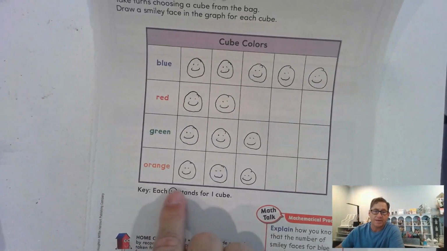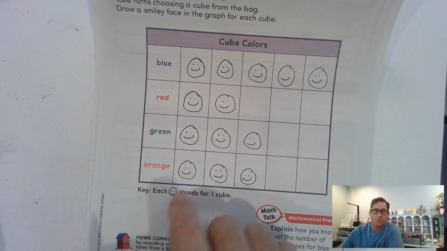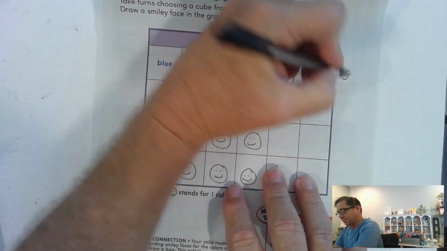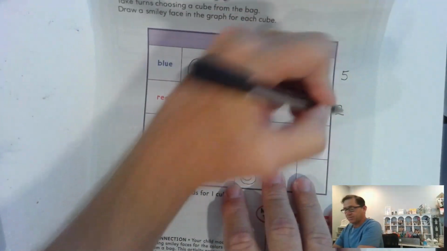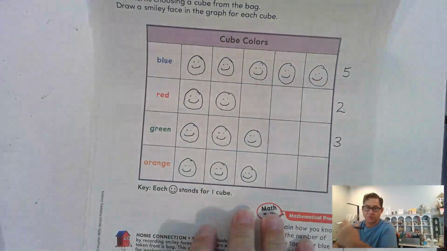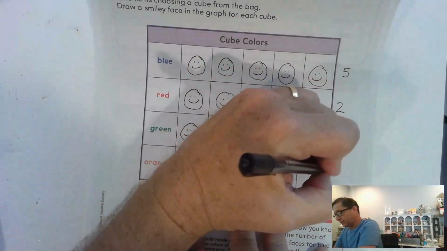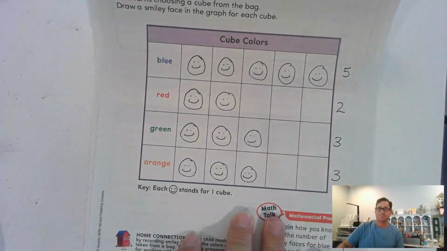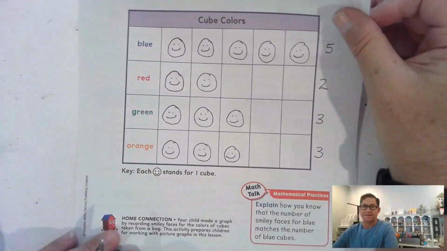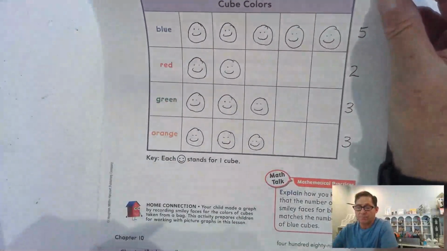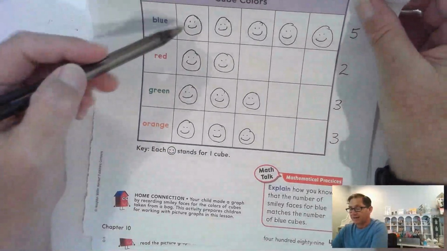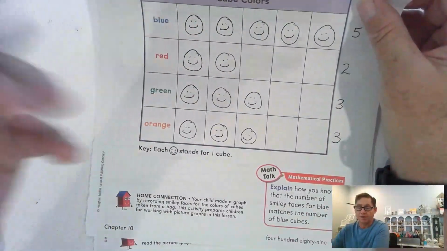Okay. So each happy face again stands for one cube. So blue was drawn 5 times. Red was drawn twice. Green was drawn 3 times out of the bag, and orange 3 times out of the bag. And your numbers and data might be different than mine based on what you and your partner drew from the bag. But realize that each happy face is one cube.